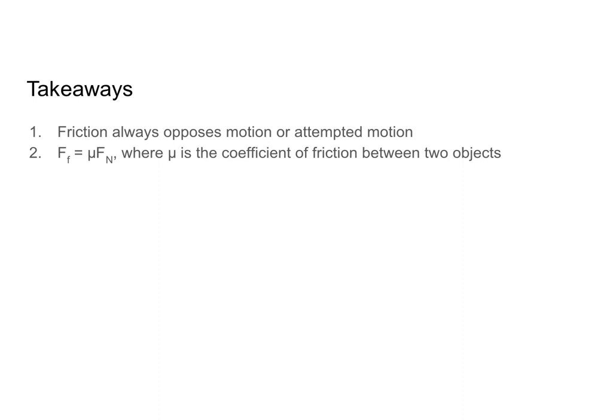Finally, let's go ahead and look at our takeaways. First, friction always opposes motion or attempted motion. So if I'm pushing on something and it's not moving, friction is still going to oppose that attempted beginning of something moving. Secondly, the force of friction is mu times the normal force, where mu is the coefficient of friction between two objects. And I want to remind you that mu is dependent on the material of those objects. So, for example, the coefficient of friction between you and ice is very different from the coefficient of friction between you and sand, which is why you slip on ice and you don't slip on sand.